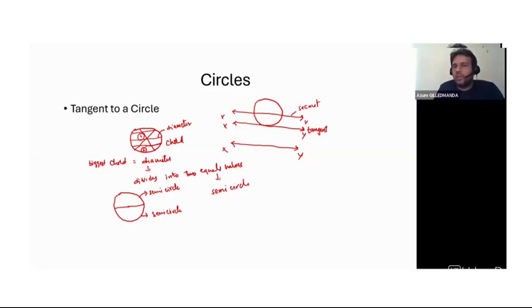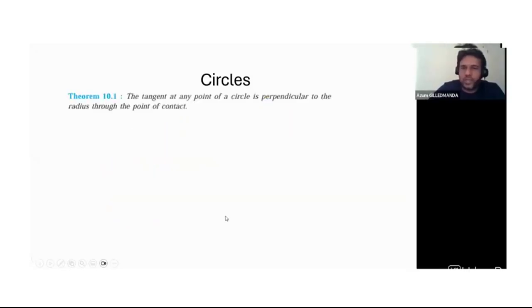So what we learned here: what is a secant? A secant is a line which divides the circle into two segments. And the line which touches the circle at one point is a tangent. Then we learned what a chord is. A chord is a line segment which divides the circle into two segments or two parts. The biggest chord is a diameter, and the diameter divides the circle into two equal halves. Each half is nothing but a semicircle. So those are the concepts needed here.